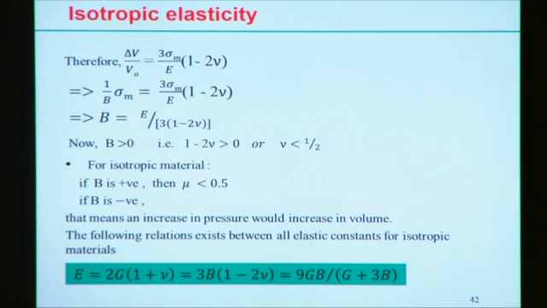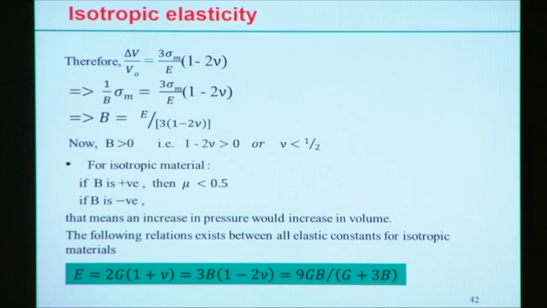So we can derive many relations between all these 4 parameters, but here is the summary. E can be represented in terms of shear modulus and nu, that means Poisson's ratio, and E can be represented in terms of bulk modulus and Poisson's ratio, and similarly E can be represented in terms of shear modulus and bulk modulus. So many correlations are possible among all these 4 parameters in the case of isotropic elasticity.